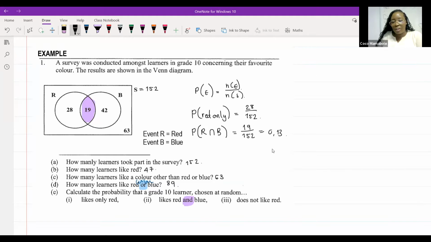Now let's talk about the last one. This says, what is the probability that a student chosen at random does not like red? What is "not" called in probability speak? What does "not" mean?